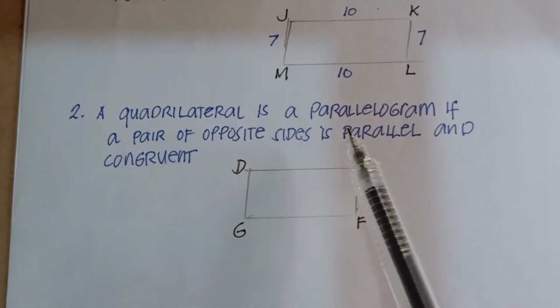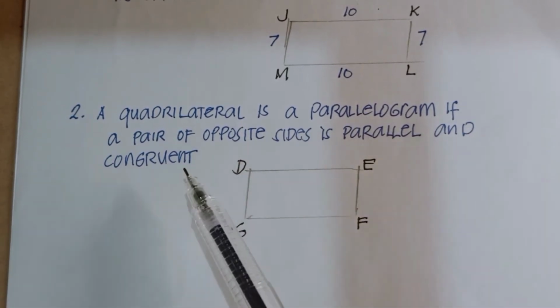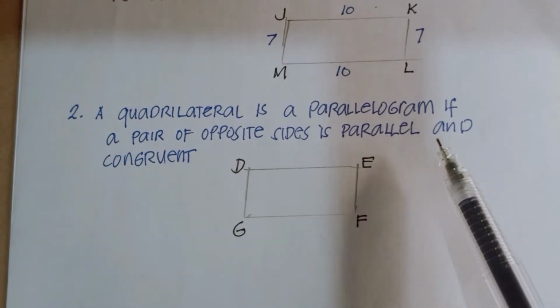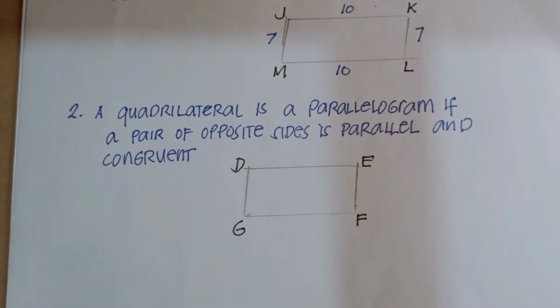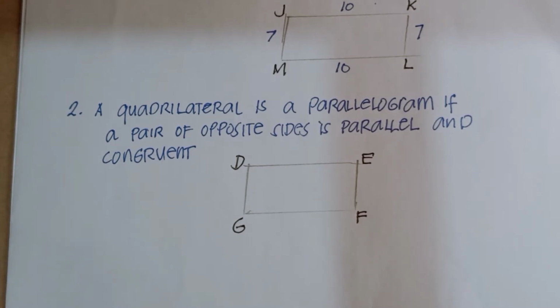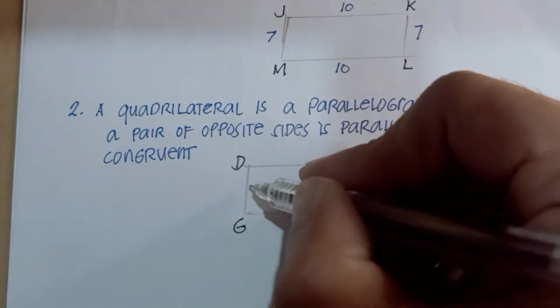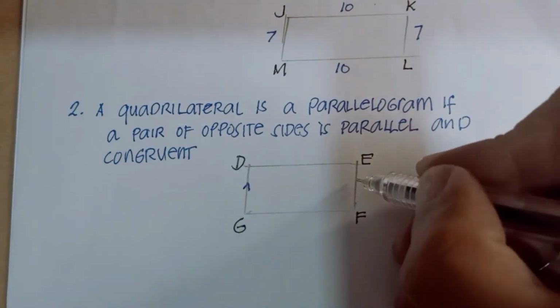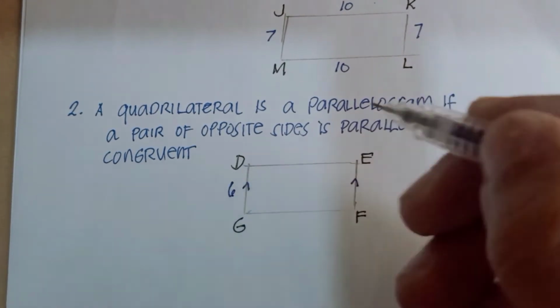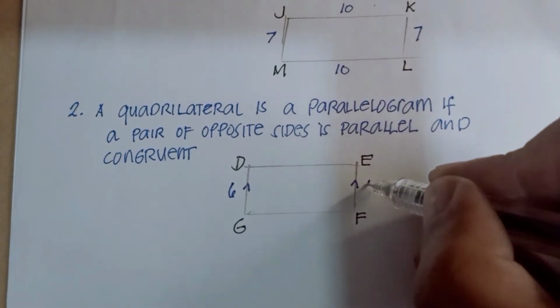Quadrilateral daw is a parallelogram if a pair, isang pares lang daw ng opposite side is parallel and congruent. Okay, give you an example here. DEFG is a quadrilateral. So, alamin natin kung ito ay parallelogram or hindi. So, another given here, yung DG daw is parallel to EF. And ang measure daw ng DG is 6, ang measure daw ng EF is 6.